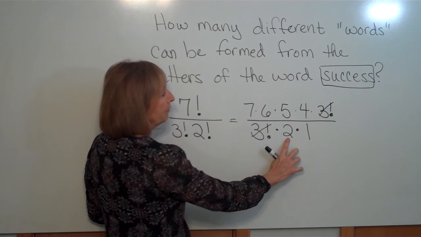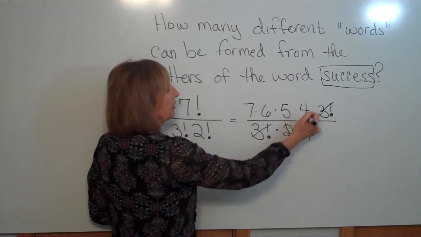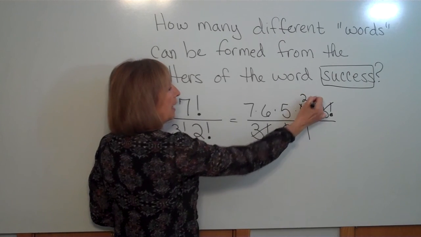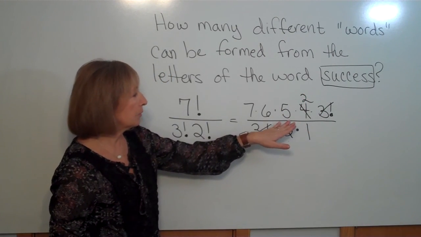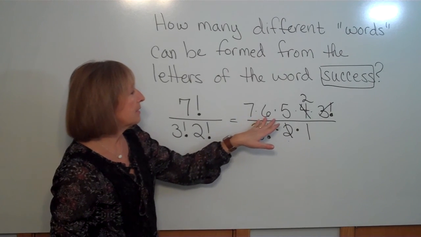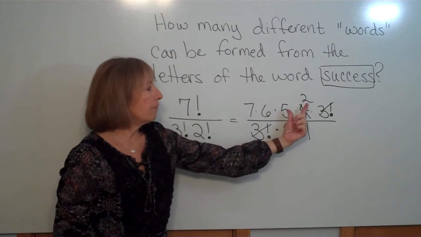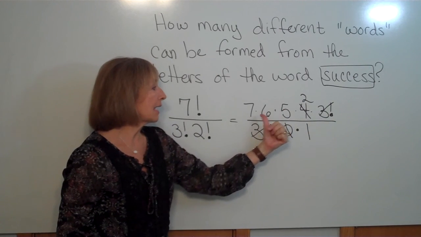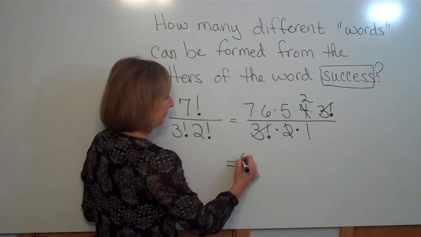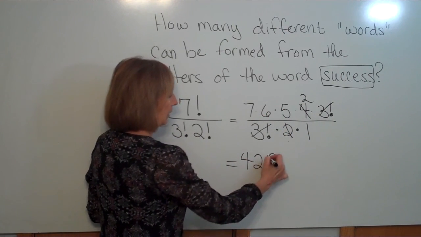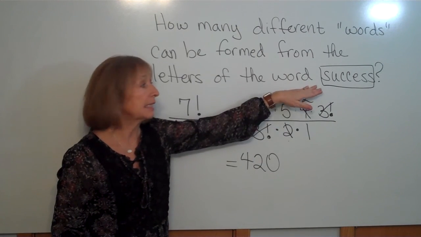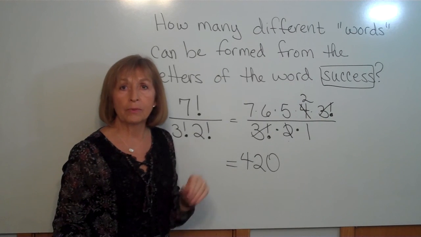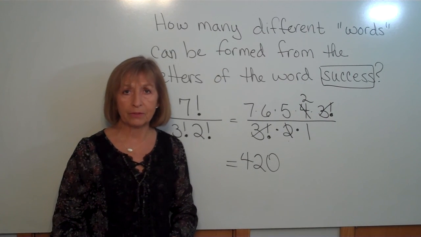Then I have a common factor of 2 that goes into 4 twice. And then when I look at the multiplication here, I have 7 times 6 times 5 times 2. Well, 5 times 2 is 10. 10 times 42 is 420. So that gives me 420 recognizably different letter arrangements of the letters of the word success.